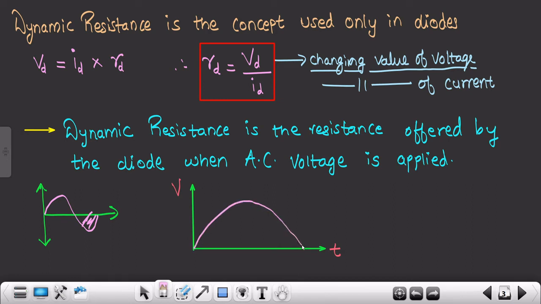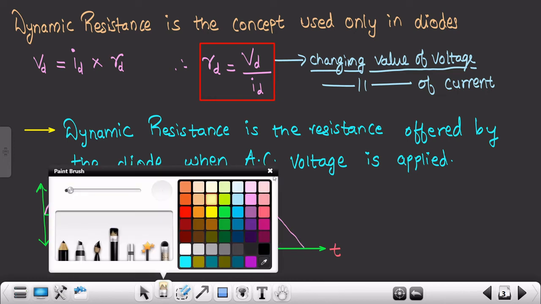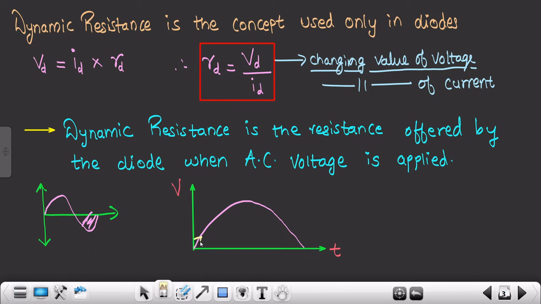Yeah, something like this. All right, so as you can see over here very clearly, as your time is increasing, your voltage is also increasing. That means as your time increases, voltage increases, and as the voltage increases, V is directly proportional to I, so your I also increases. I hope you are getting my point.